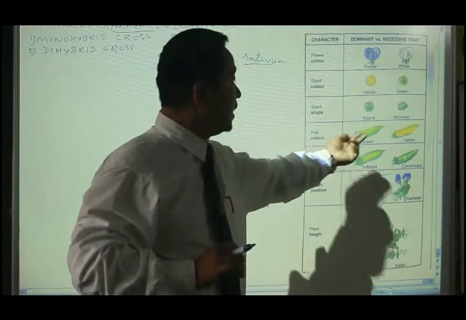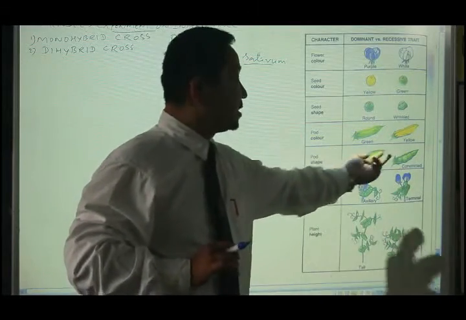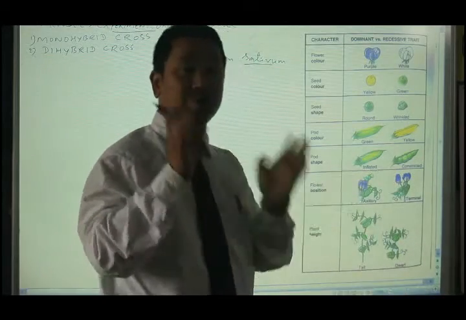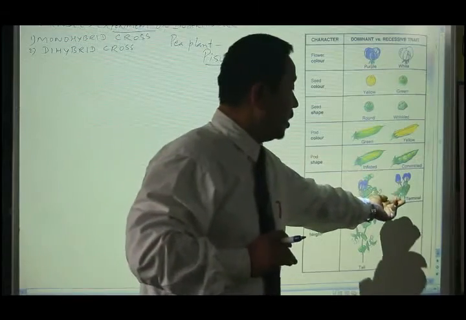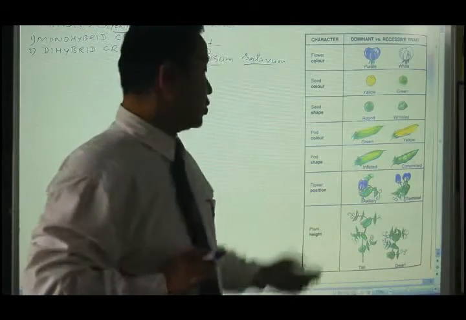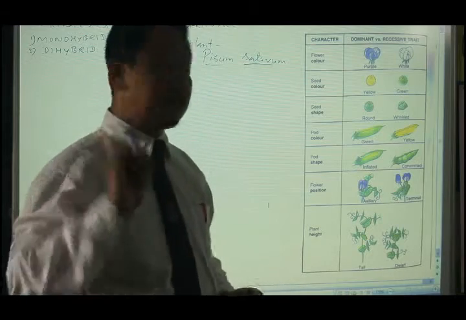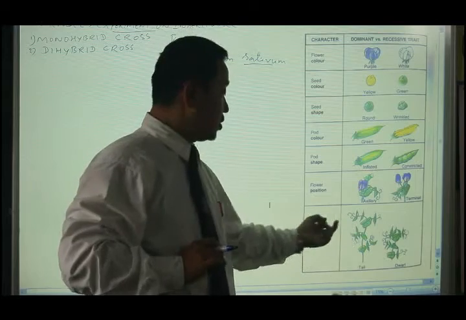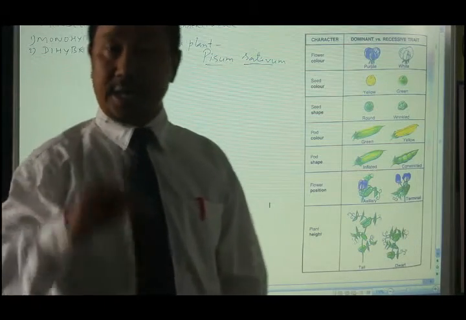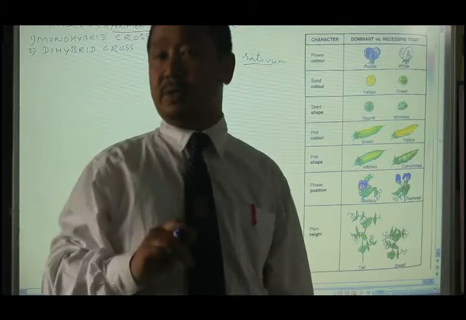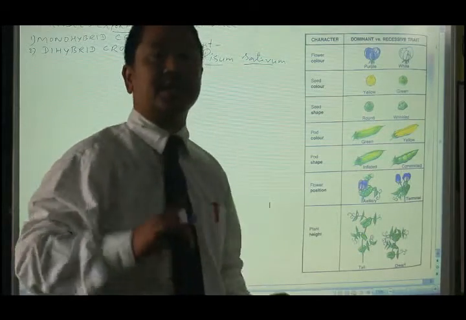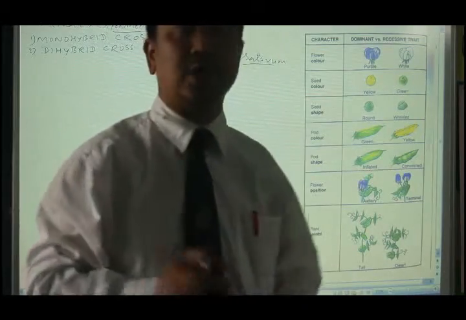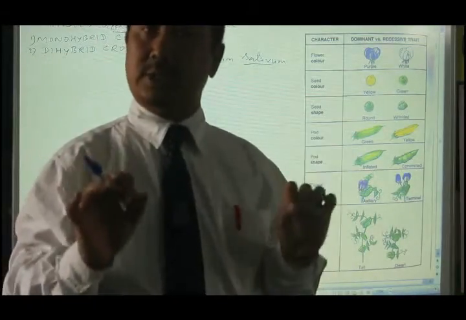Pod color, green and yellow; pod shape, inflated and constricted; flower position, axillary and terminal. Axillary means the flower which is in the axil, whereas terminal means the flower on the top of the plant. And plant height, that is tall and dwarf. He considered all of these in his monohybrid cross. Seven different characters he considered, and whatever the result he got, it was the same in all the experiments.